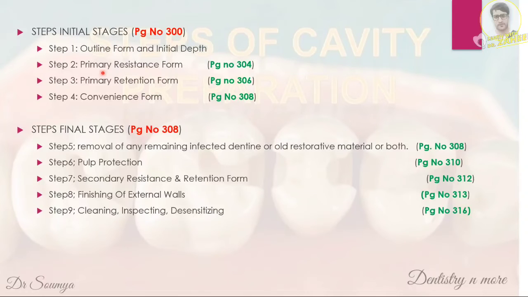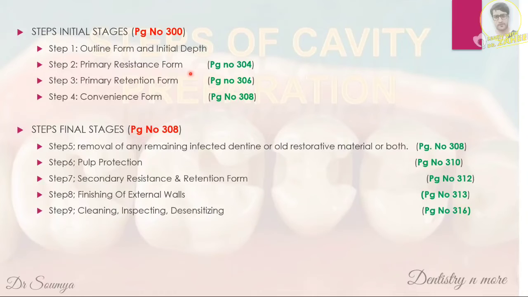Then coming over to the primary resistance form, you must all be familiar with the definition. It is given on page number 304. And the key point is that the pulpal and gingival floors are the ones which resist the forces of mastication and prevent the fracture of the tooth or restoration.